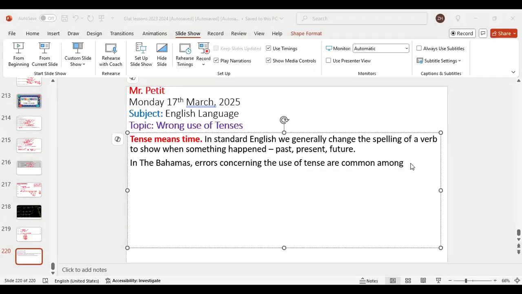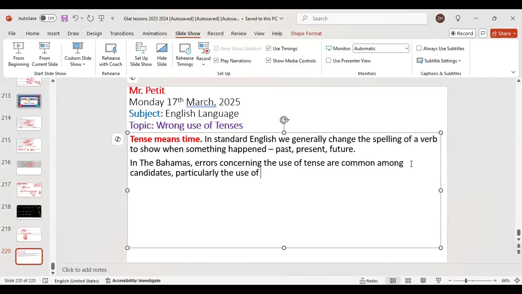Candidates. So in the exam, they're saying that candidates typically mess up the tense. Which tense do you think we mess up the most, past tense, present tense, or future tense? The one that is messed up the most is actually past tense. Past tense is typically messed up the most, particularly the use of past tense.